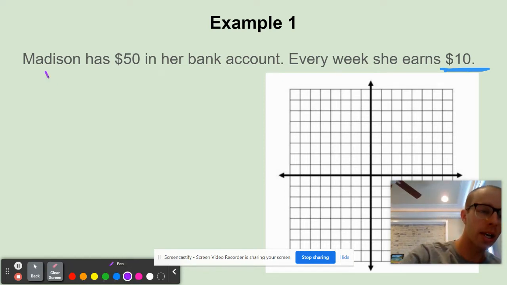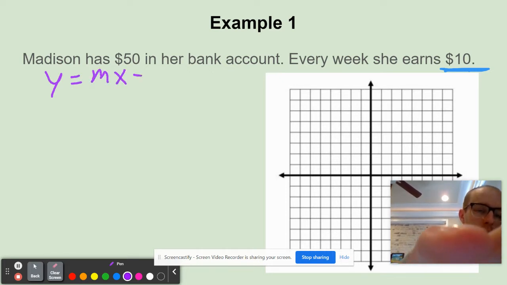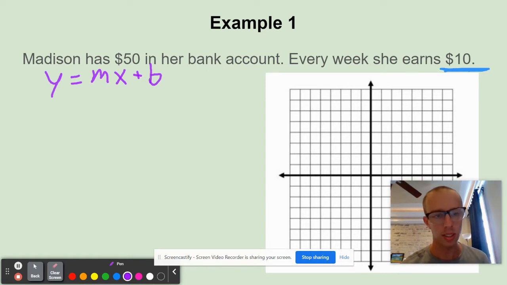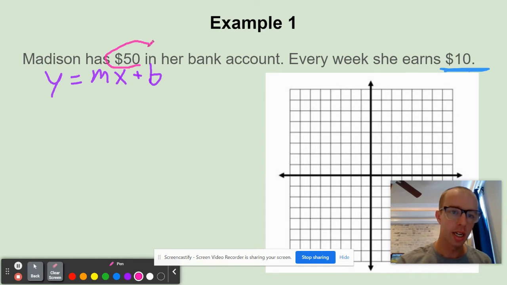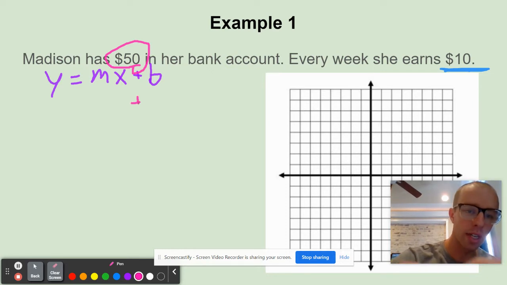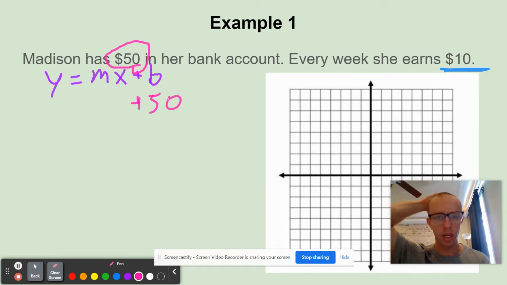And I know that my equation for linear equations or linear functions, whatever you want to call them, is y equals mx plus b, where b represents the y-intercept or the beginning, and m represents the rate of change. And so let me find that information. It says she has $50 in her bank account right now. That's where she starts. So I can actually just write that plus 50 right underneath the b, the beginning, because that's where she starts. So I'm creating this equation.